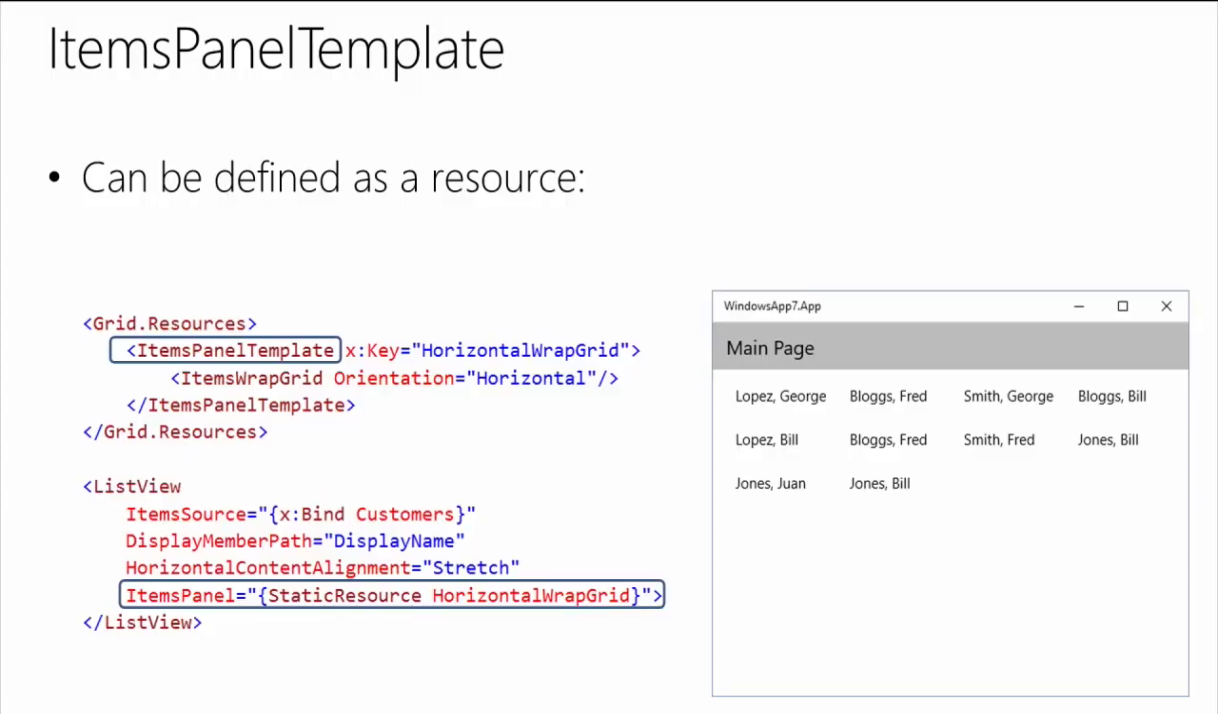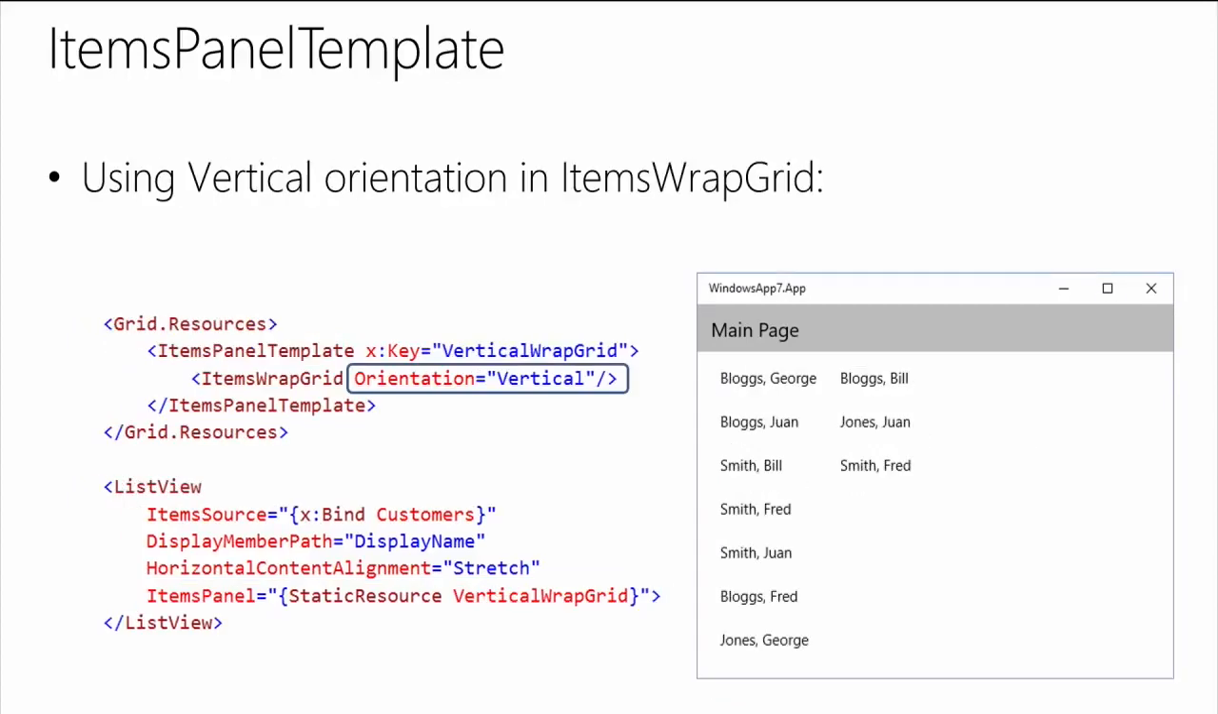Here's an example of leveraging a resource to define an items panel template. So we've got a key, HorizontalWrapGrid. We have the ItemsWrapGrid, again declared with orientation horizontal. And this time we're using ItemsPanel equals StaticResource HorizontalWrapGrid. Okay, so this could be handy if the type of panel you're using is set up in a special way and used maybe more than once. Yes, okay, I get that. Orientation horizontal. Yeah, maybe it's a signature presentation style.